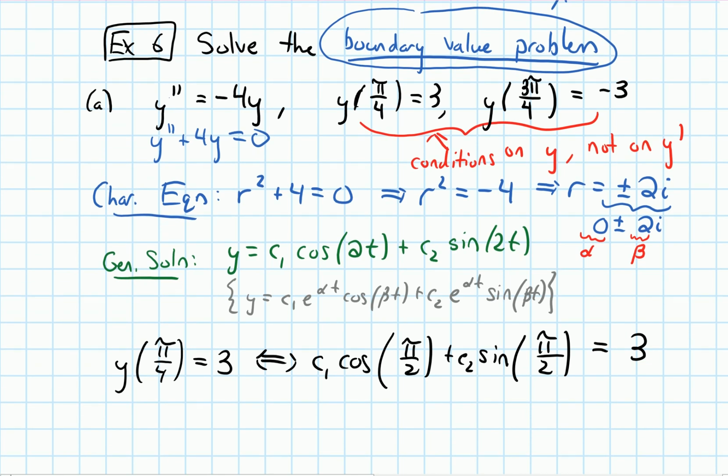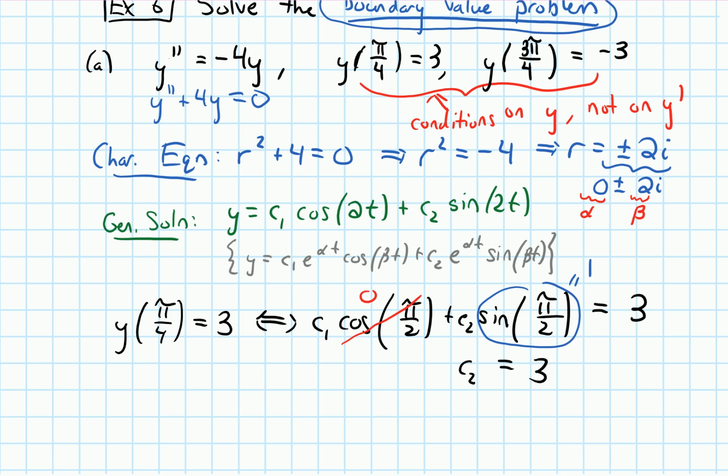We can simplify this, because cosine of pi over 2 is just 0 and sine of pi over 2 is just 1. So what we're left with is c2 equals 3. All right, so we know what c2 is. Now let's use the other boundary value condition. We have y of 3 pi over 4 equals negative 3. That is equivalent to saying that if we plug 3 pi over 4 into our general solution, we'll get c1 times cosine of 3 pi over 2.